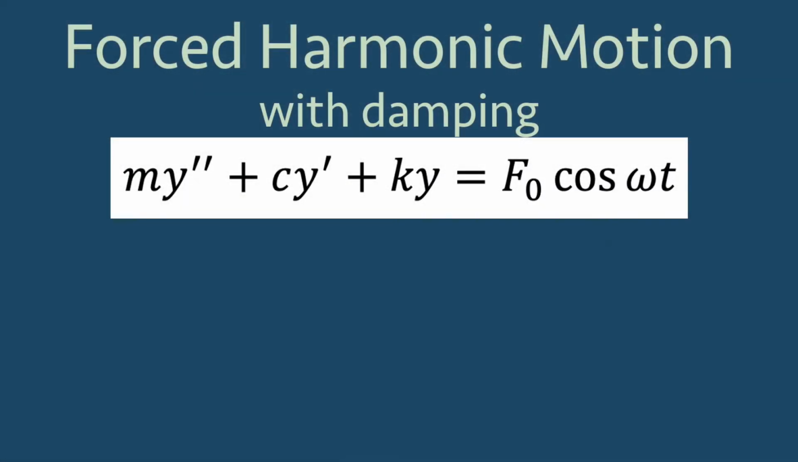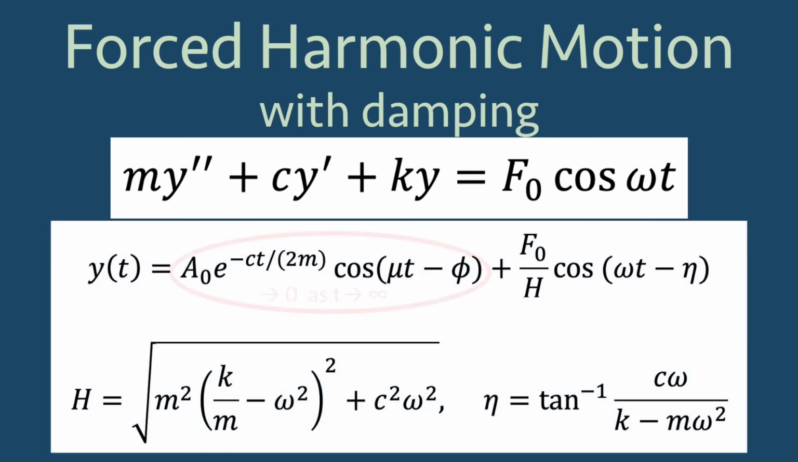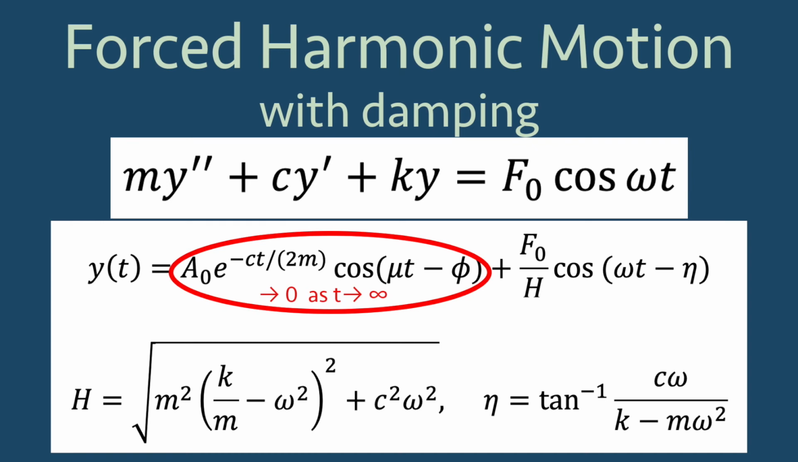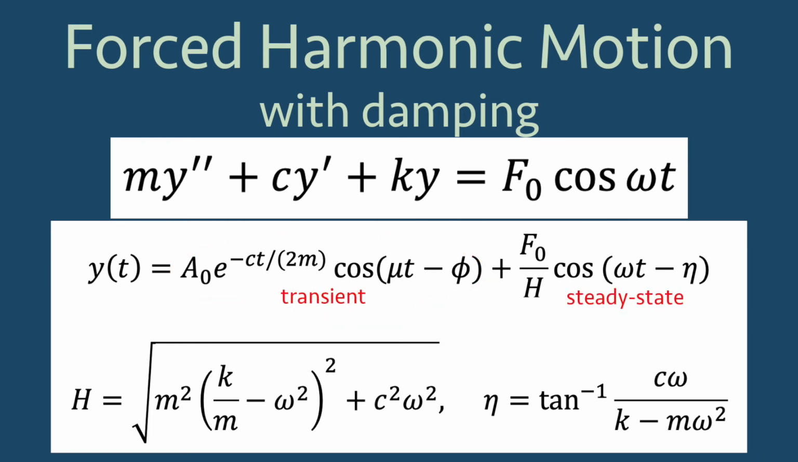And finally, when there is damping on the system and an external periodic force is acting upon it, the differential equation is my'' + cy' + ky = f0 cos(ωt). In the under-damping case, using methods we've seen before, the general solution is as follows. We can see that as t tends to infinity, the complementary function will tend to 0, and the particular solution will continue infinitely. We call the complementary function the transient part and the particular solution the steady state part of the solution.